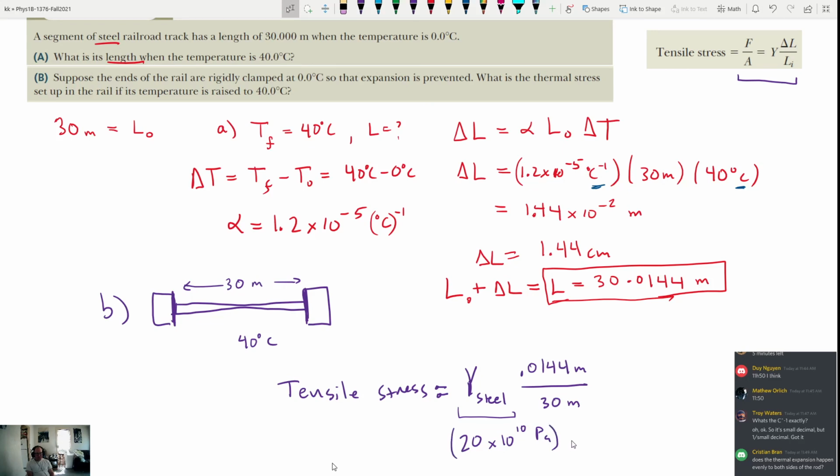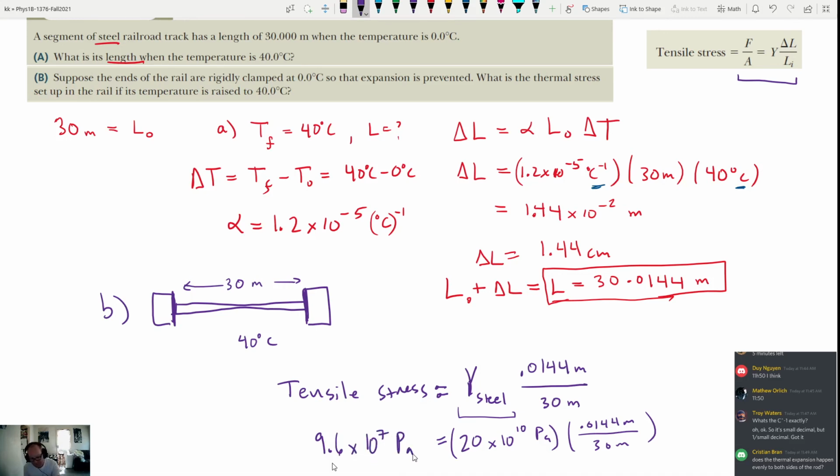Tensile stress is measured in newtons per meter squared. We multiply this by 0.0144 meters, divide by 30 meters. This is equal to... it's going to be a huge number. 96 million pascals. So 9.6 times 10 to the 7 pascals.